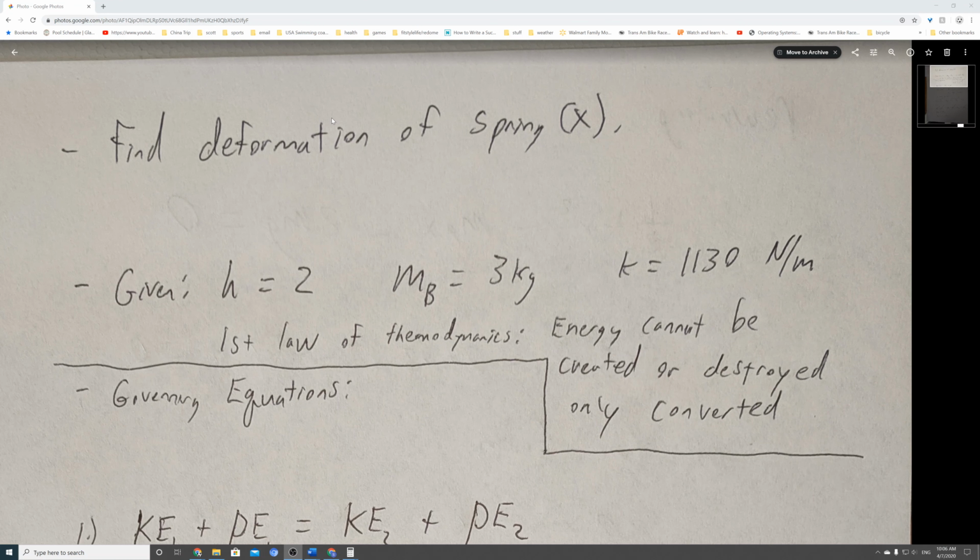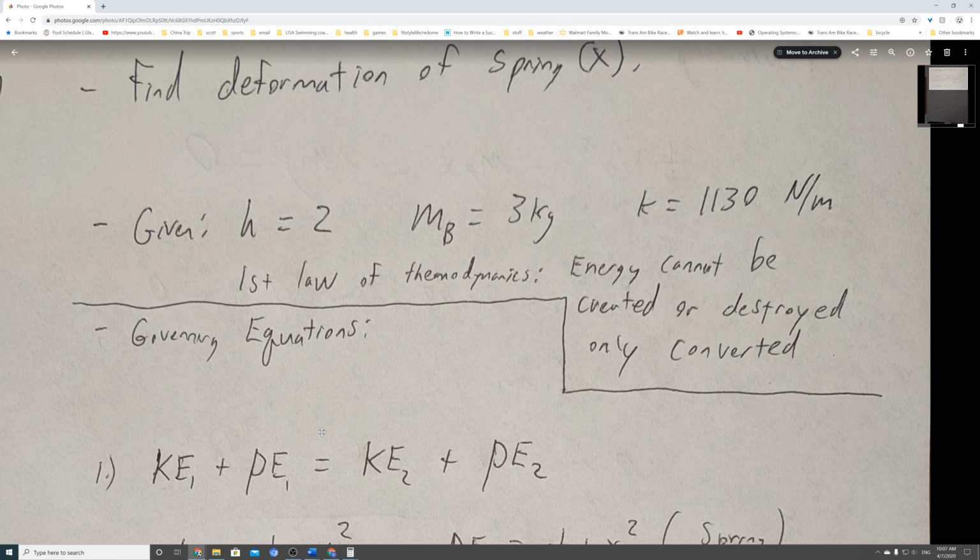Okay, so let's take a look at, so we're looking for the deformation of the spring, x. We're given a height, I defined it as h. We're given a mass of the block, and we're given the K value, or the spring constant for this particular spring. Okay. Now, one of the things we have to apply here is the so-called first law of thermodynamics, which basically states whatever energy you have in a system, you can't create. You can only convert energy from one form to another. You cannot create it from nothing. Okay. So with that in mind, that's actually going to give us an equation that we can follow.